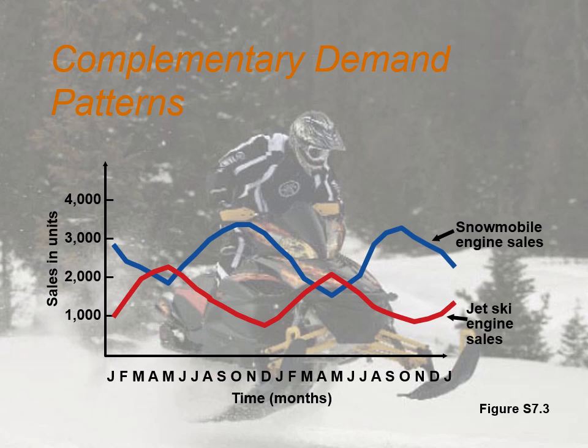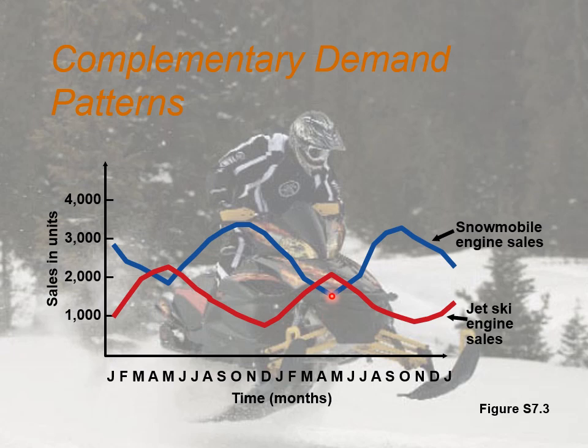The same company which is selling the jet ski engine will be interested to sell, say, snowmobile engines as well. So if you look at the sales pattern of the snowmobile, the demand is higher during the winter months, and the demand for this particular thing is lower. The blue line is lower during the months of summer.